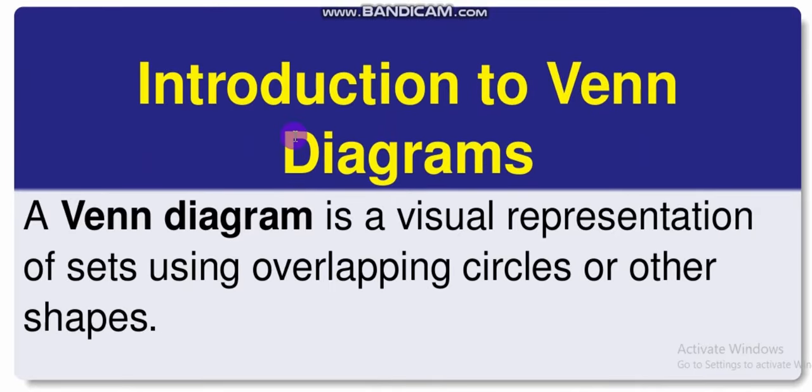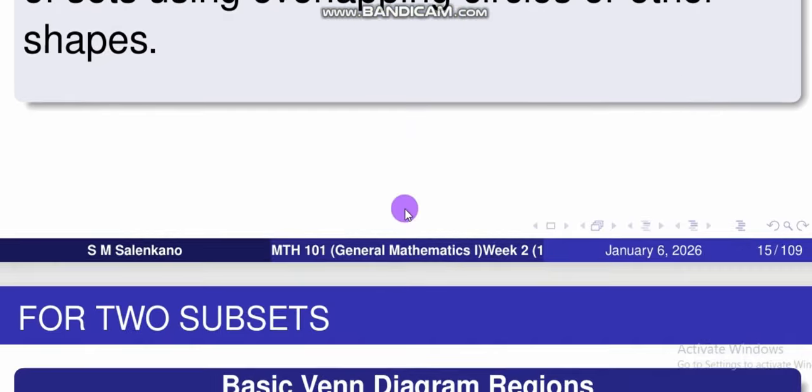Okay, very interesting. Now we will see one of the most interesting things about sets, an introduction to Venn diagrams. I love Venn diagrams so much. Okay, what is a Venn diagram? It's a visual representation of sets using overlapping circles or other shapes to visualize the sets. Okay, and we are going to see that right now.